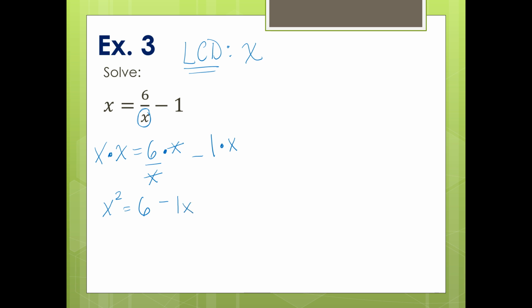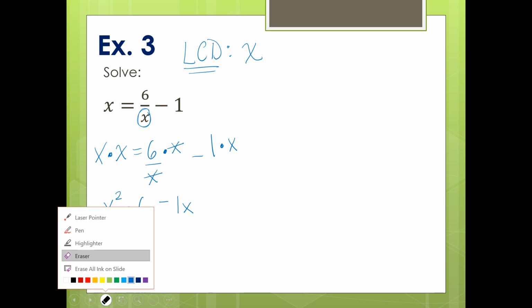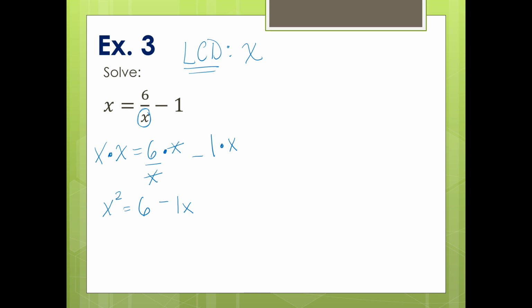Now again, this is a quadratic, so with a quadratic we want to make sure everything is on the same side, okay? And we would like our x squared to stay positive. So let's move these two things on this side over here. We're going to do that by subtracting the 6 and adding x. So here we're going to be left with x squared plus x minus 6. And here everything cancels, so we're left with 0.